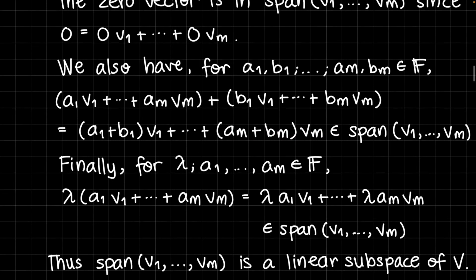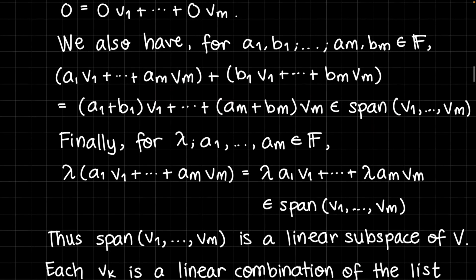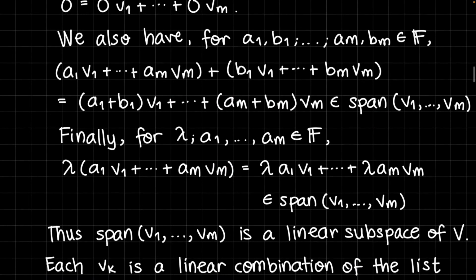And since a1 plus b1 is in the field for a1, b1 in the field, and similarly for the rest of the coefficients, because the field is closed under addition of elements in the field, it is indeed in the span again. So vector addition is in the span. What about scalar multiplication? Let's take lambda along with a1 through am that's in the field.